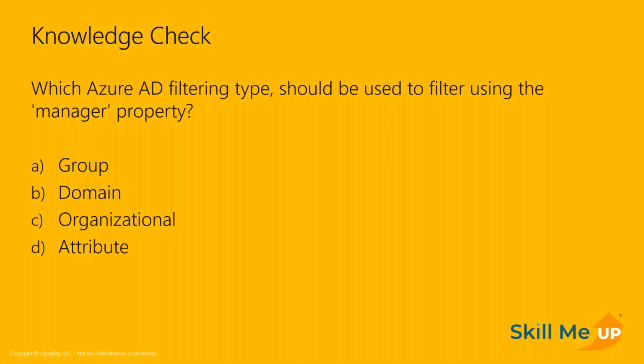Okay, so which Azure AD filtering type should be used to filter using the manager property? So of course, if you remember our four options here, we have group, domain, organizational, and attribute. Now, of course, our answer here is D, attribute.